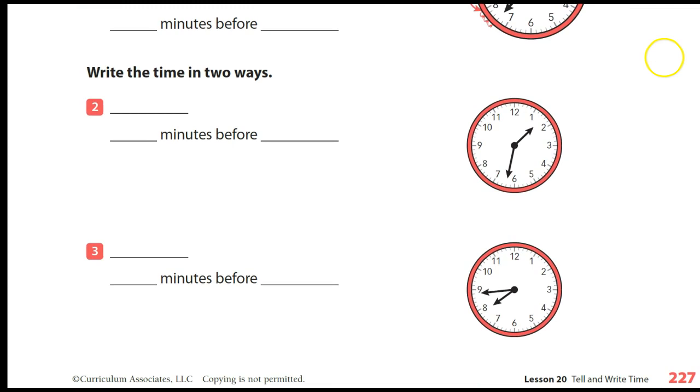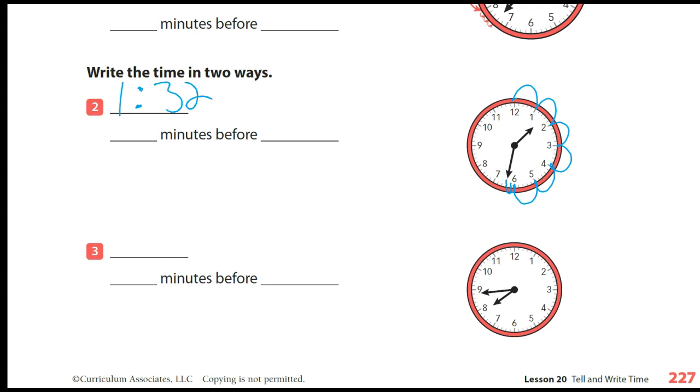So first, I'm going to write the one where it has, what's the symbol called again? A colon. Okay, so the hour hand is between the 1 and the 2. So what hour is that? 1. And how many minutes? Let's count by 5s first. 5, 30, and then it's 31, 32. 1:32.